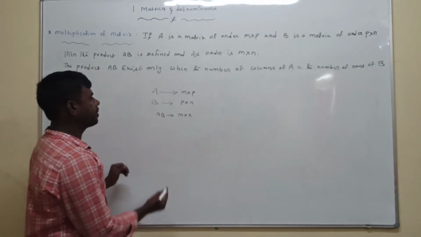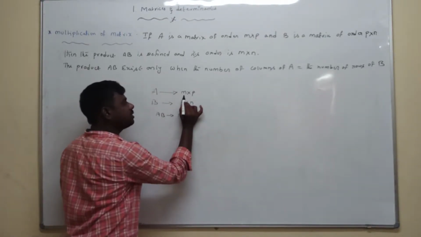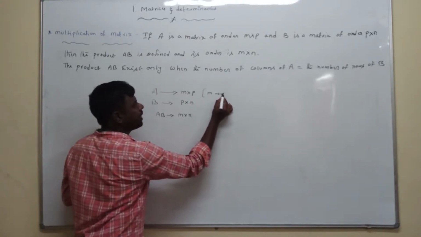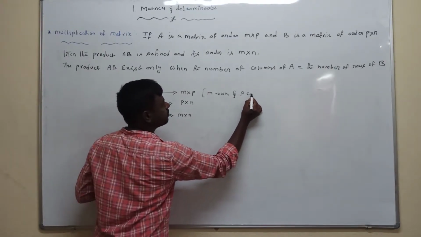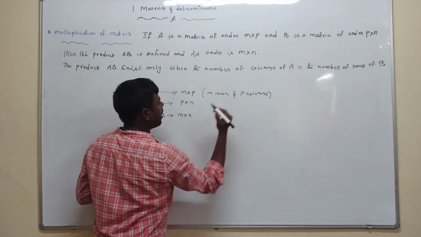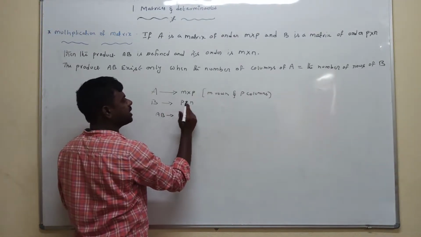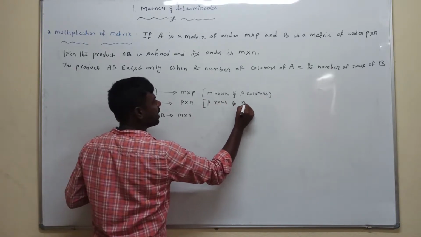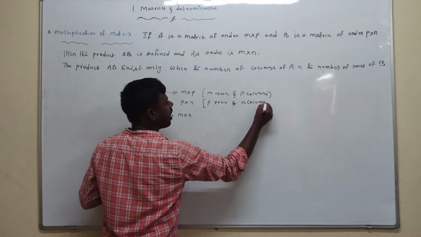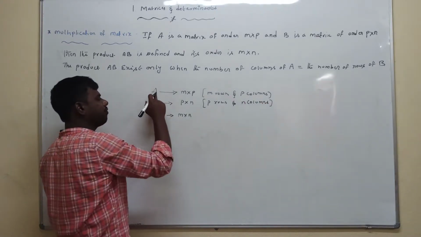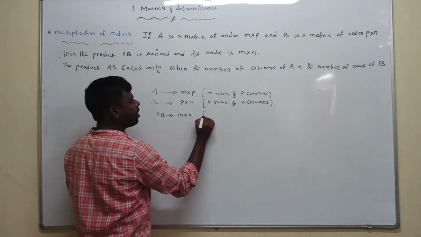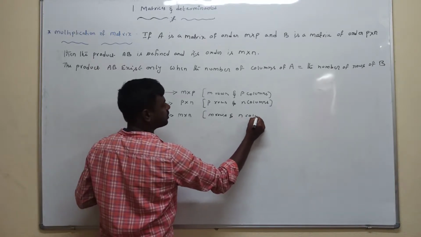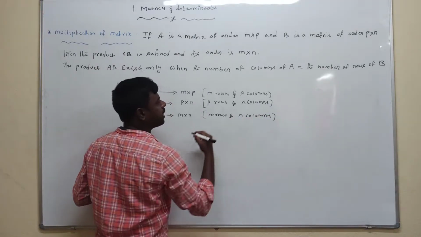Observing these three, the order of A is M rows and P columns. B is of order P cross N, P rows and N columns. Finally, we get the product of A and B with order M cross N, meaning M rows and N columns.